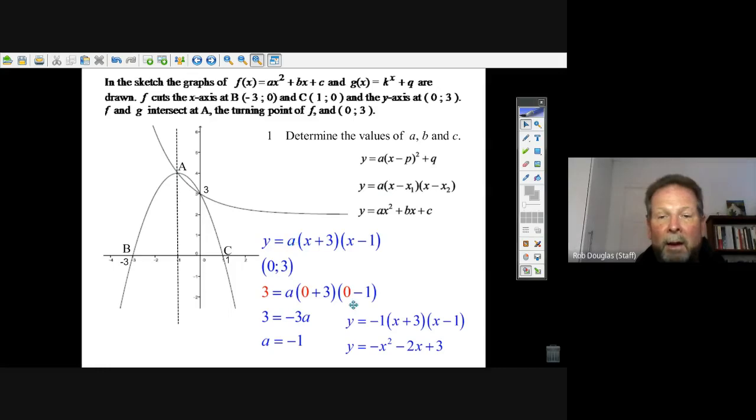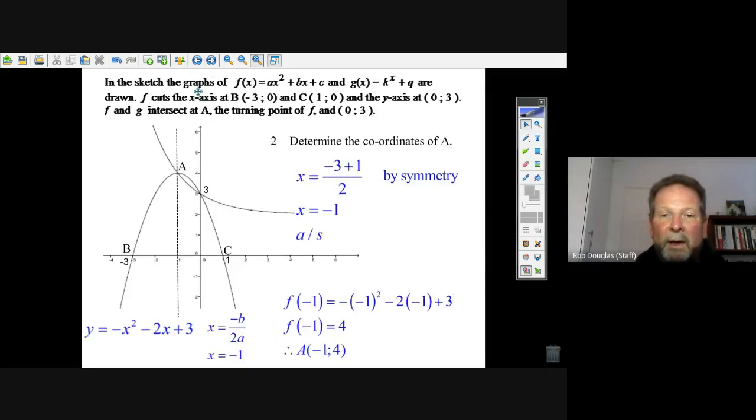Now I take that minus 1, I put it back into the equation that I had here, and I multiply it all out. I go negative 1 times x plus 3 times x minus 1. I think it's x squared plus 2x minus 3. And then I multiply everything by negative 1, and my answer is minus x squared minus 2x plus 3. Now I'm looking at all 3 letters: a equals minus 1, b equals minus 2, and c equals 3, because that's the standard form, you see, a, b, c. But I know the y-intercept is 3, so you could have just looked at the graph and said c is 3 because it's the y-intercept, and you'd get a mark for that too.